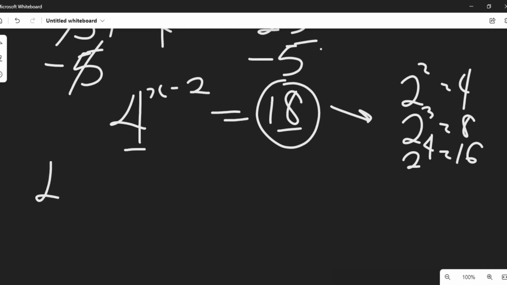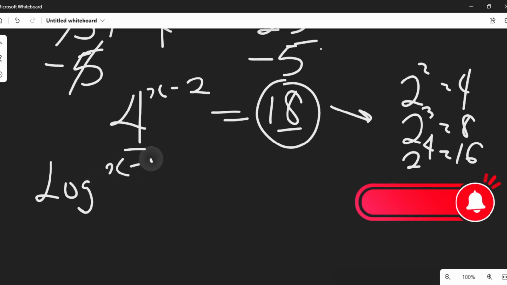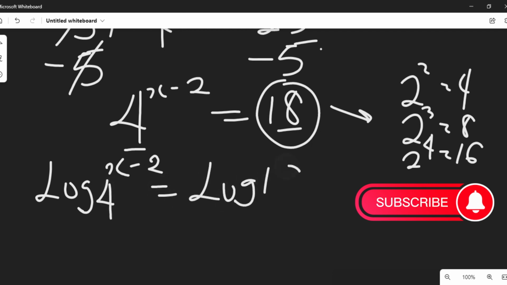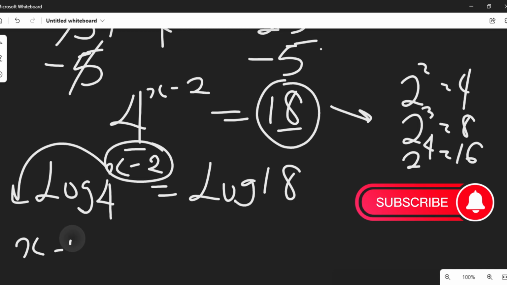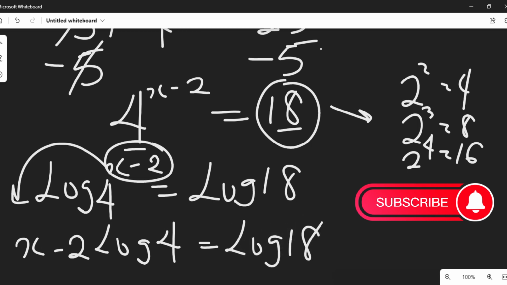So we'll have log of (x - 2)^4 equal to log of 18. Now remember, the power will move over this way. Then we'll have (x - 2) log of 4 equal to log of 18.